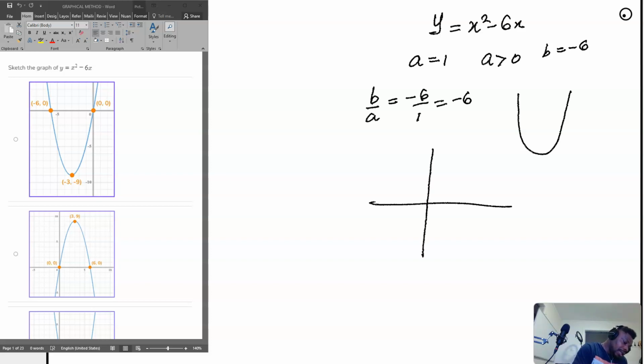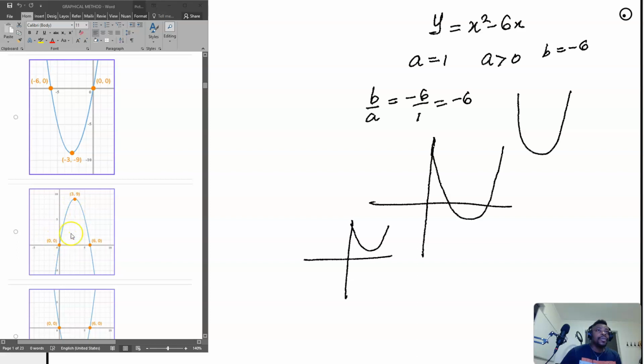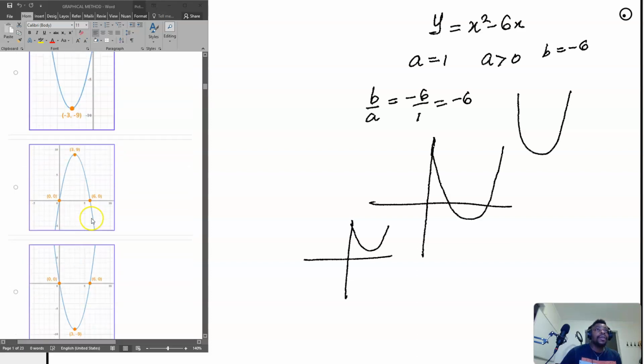So it can be like this, or it can be like this. It depends. So let's eliminate those ones that cannot be. If you look at option 2 here, our curve is closing, and we said our curve needs to open. So option 2 is wrong.